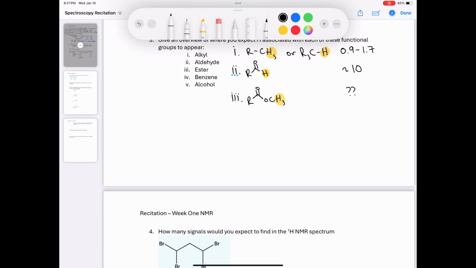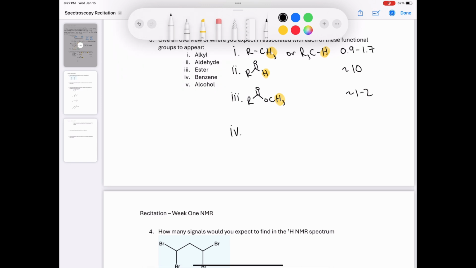You're not given a value for this in the table, but these hydrogens are attached to a carbon, so we can imagine that they're probably going to be pretty similar to the alkyl group, maybe a little bit more deshielded because the carbon is attached to those oxygens. So I would guess it's going to be around 1 to 2 parts per million.